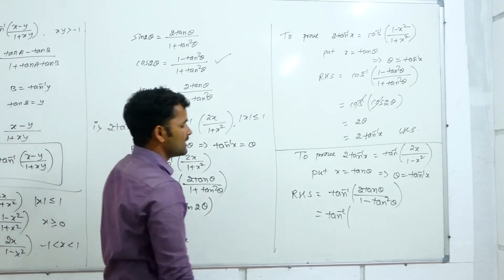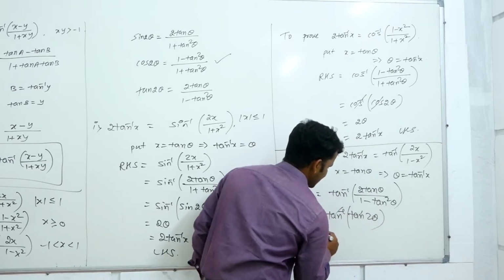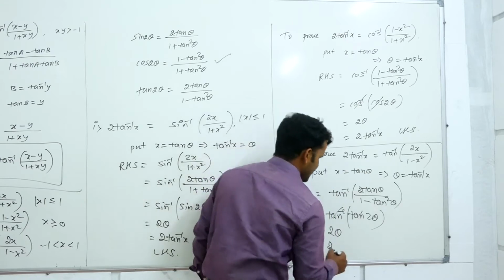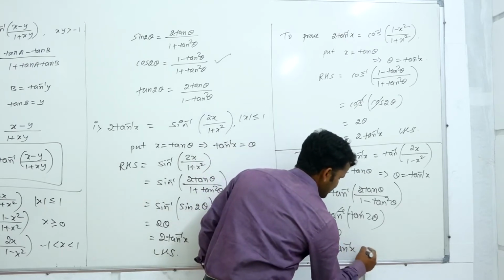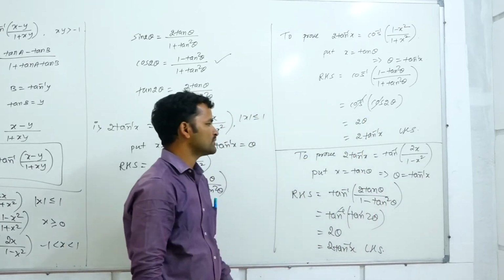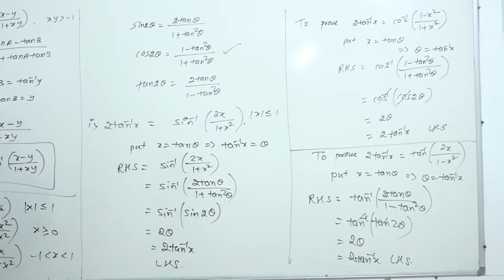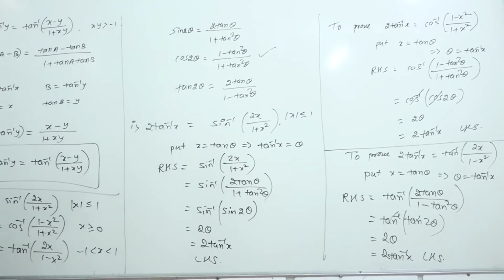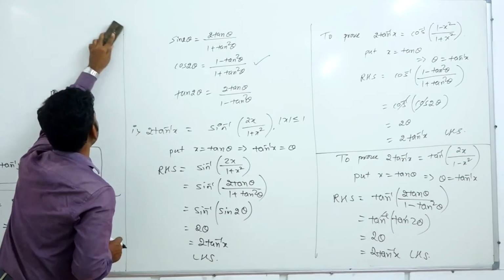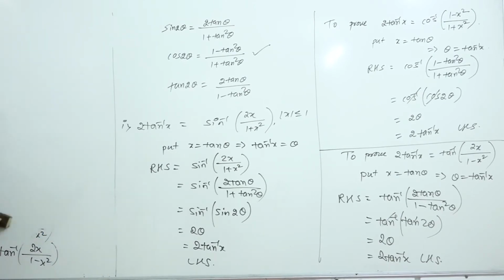We have the formula tan 2 theta. Tan inverse gets cancelled. 2 theta. 2 into theta is tan inverse of x. This is LHS. We have 2 times tan inverse of x is equal to tan inverse of 2x by 1 minus x square. Okay, with this, properties of inverse trigonometric functions are completed. Now onwards we will go with the problems here.